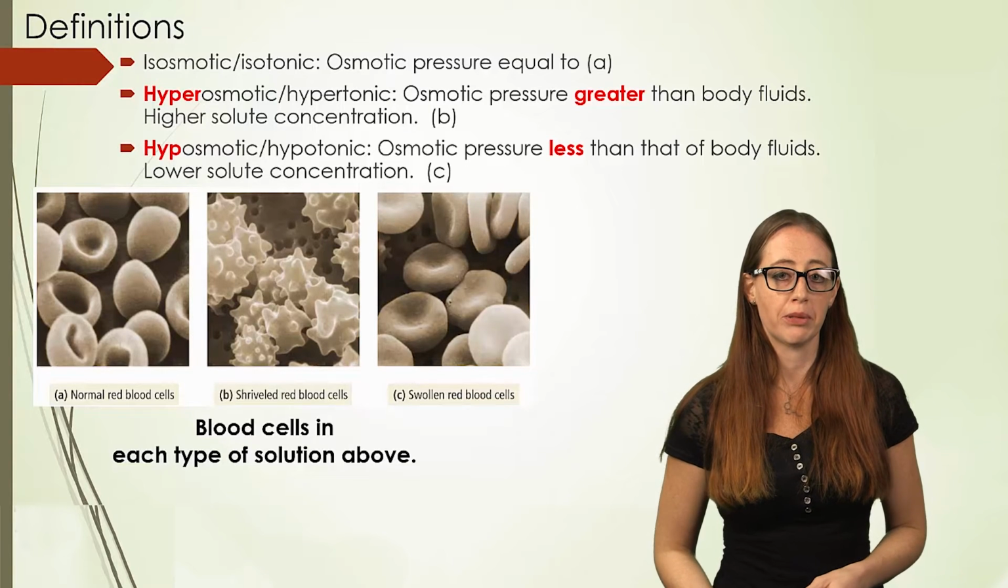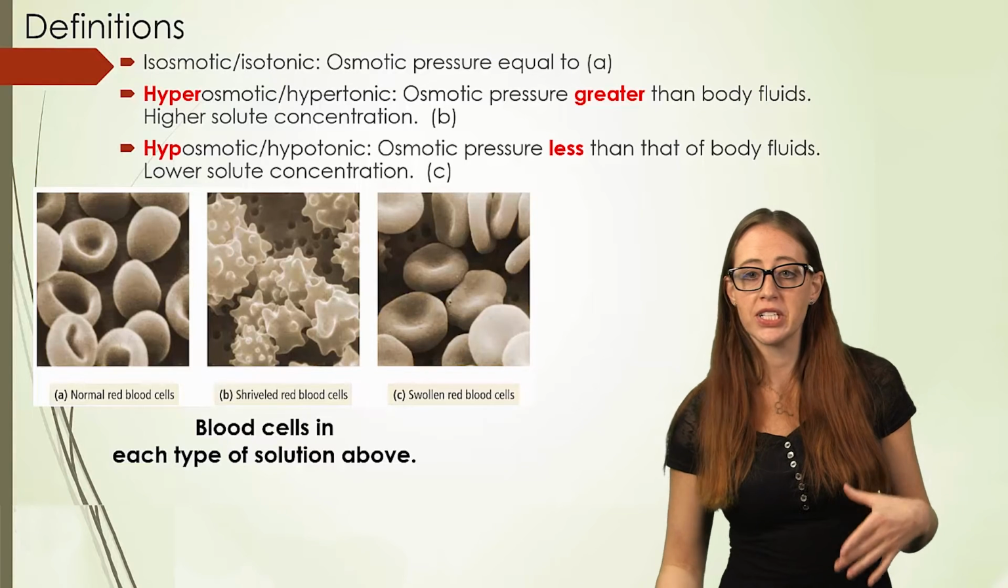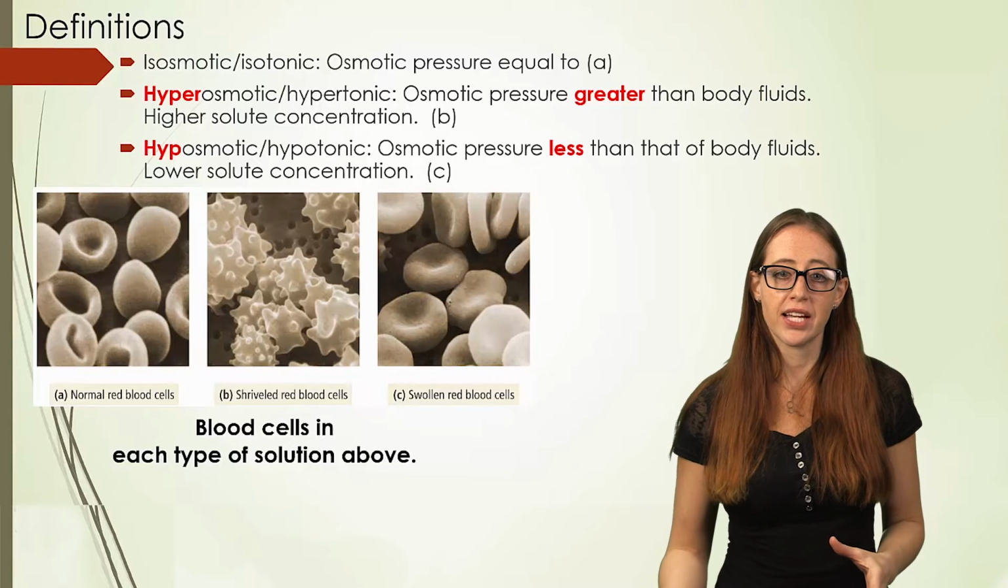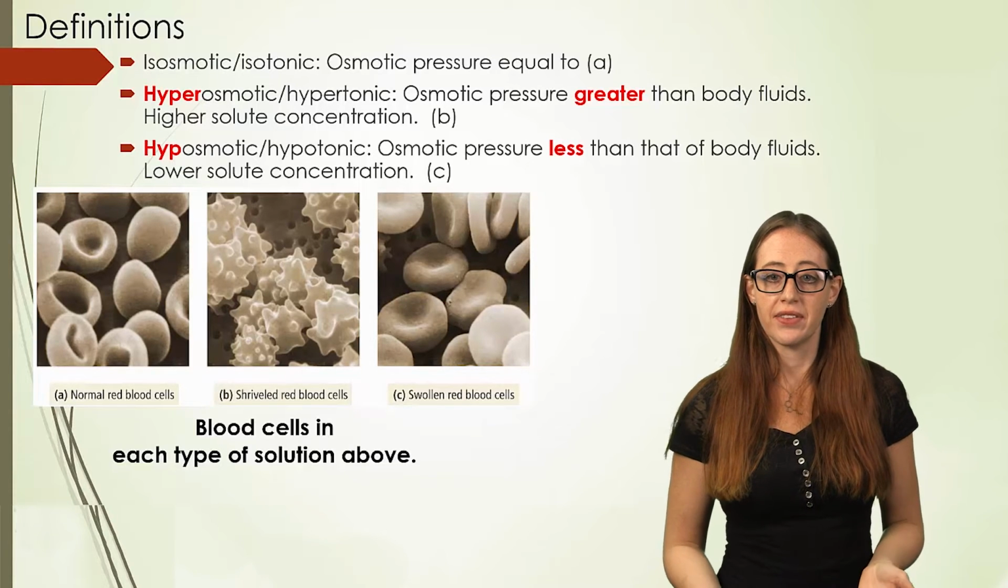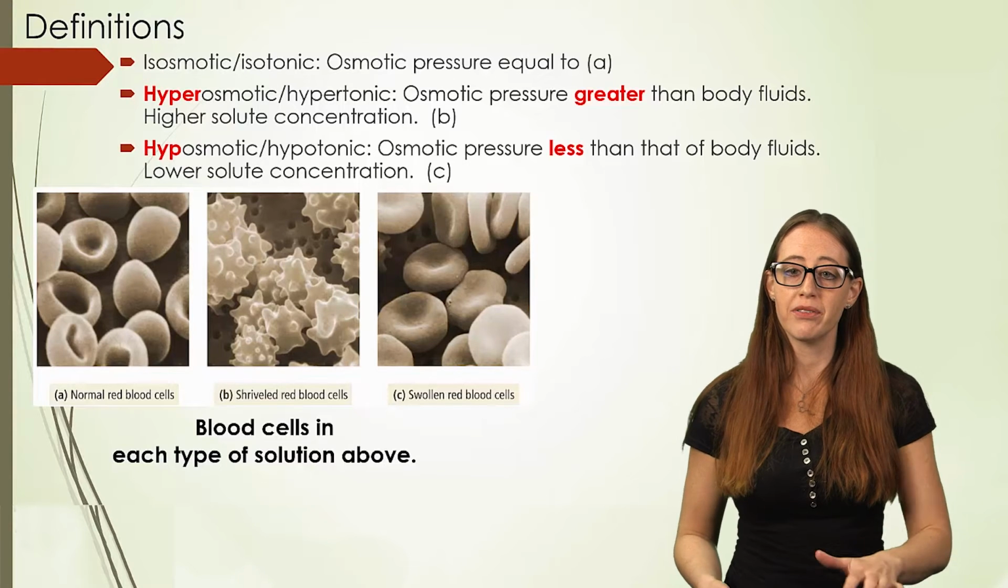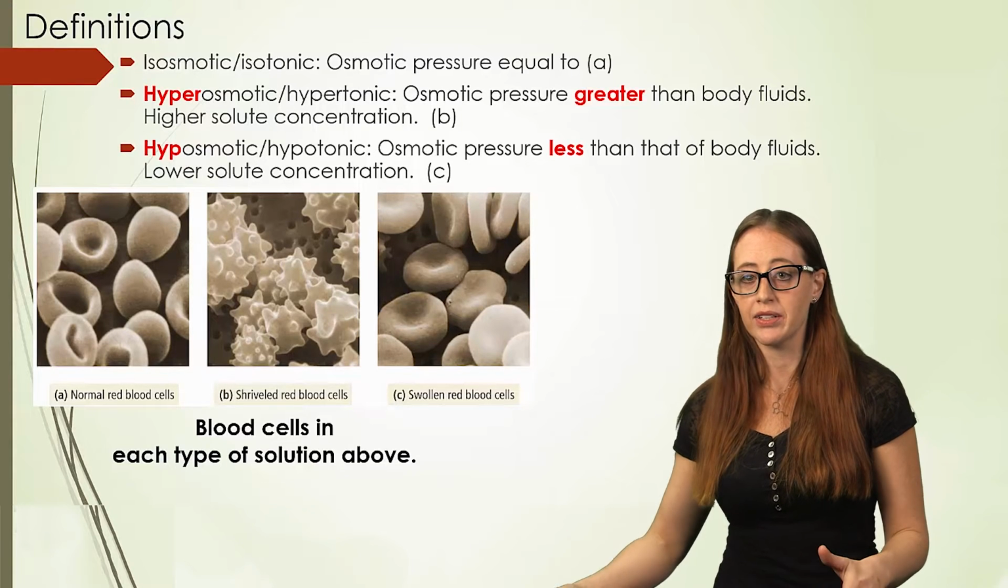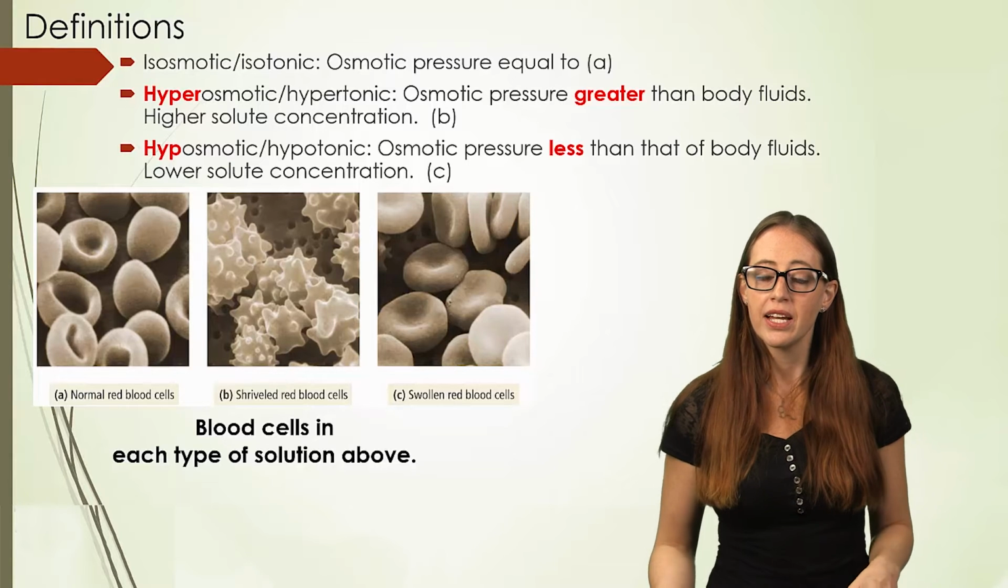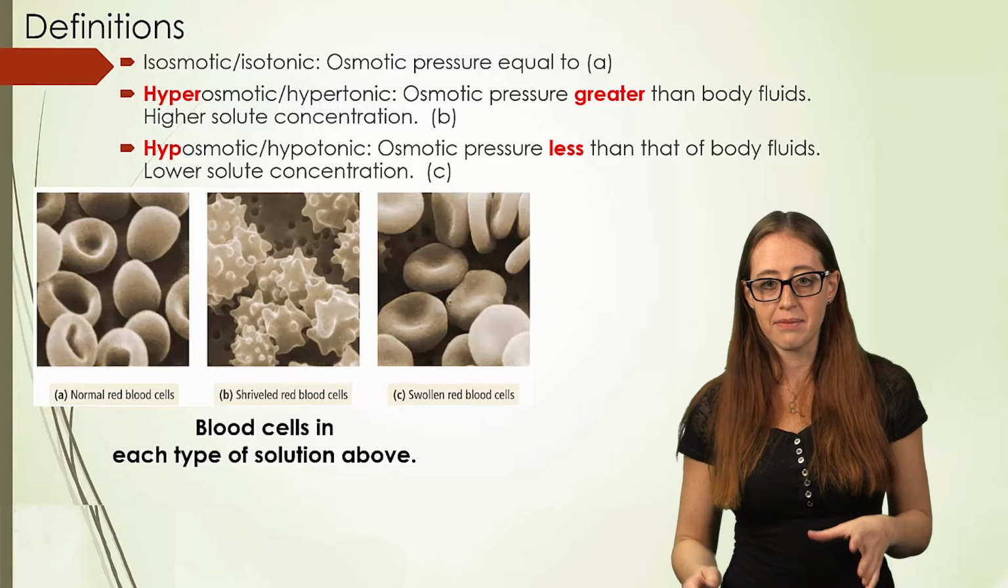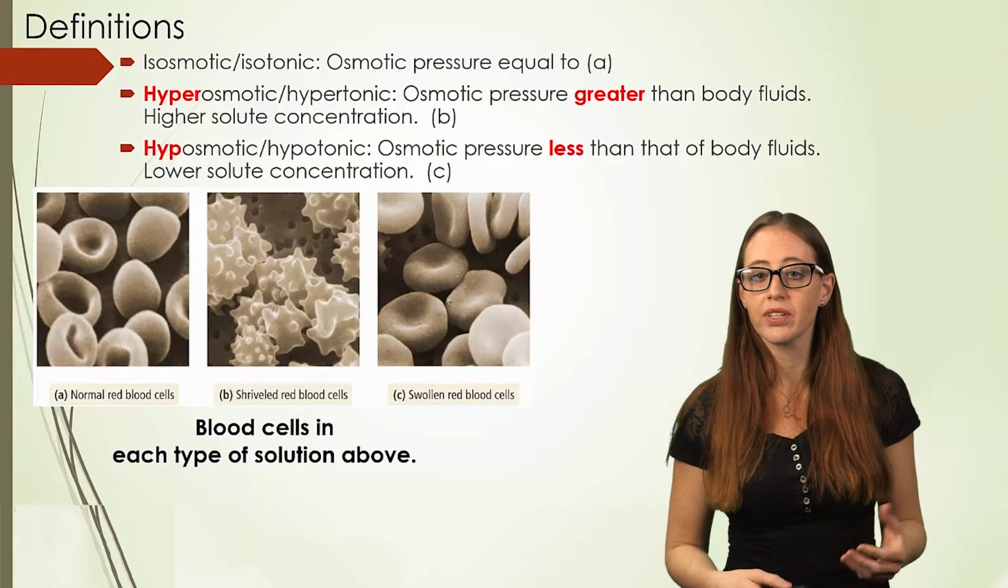An isotonic solution has a concentration that is equal to that of the cells, and so the blood cells will look very normal. If you put them in a hypertonic solution, the solution has a greater solute concentration than the cells, and so the water will flow out of the blood cells and into the hypertonic, or the higher concentration, solution. This will shrink the cells, making them appear shriveled.